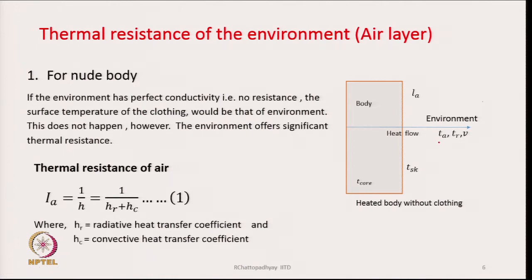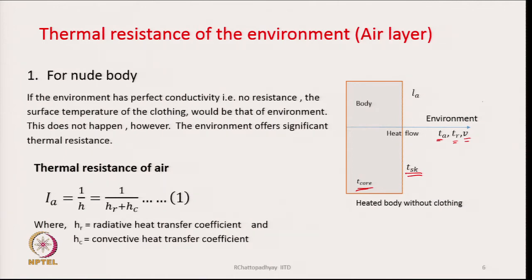T A indicates temperature of the air, T R is the mean radiant temperature, V is the velocity of the air, T S K is the skin temperature, T core is the body core temperature. These are the symbols that have been representing these parameters.